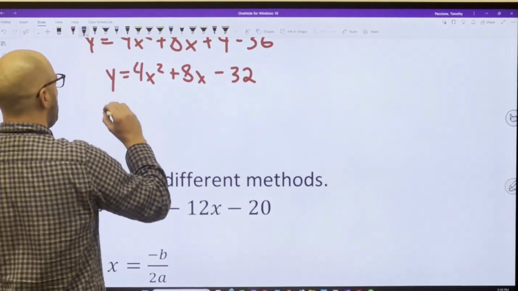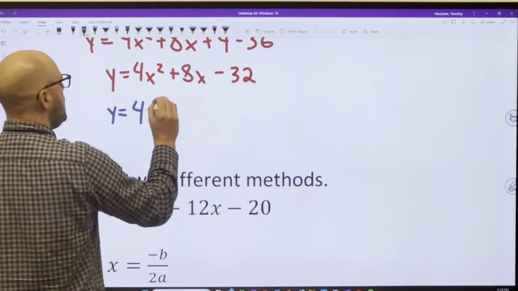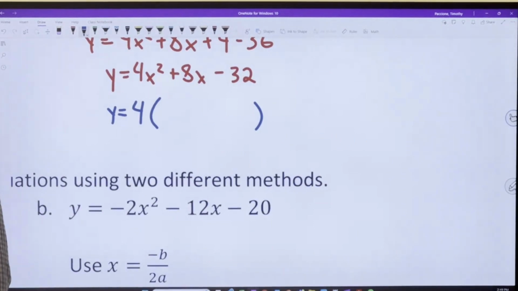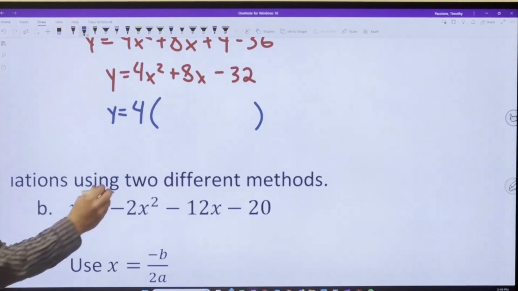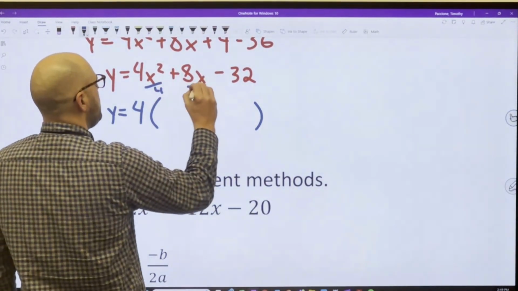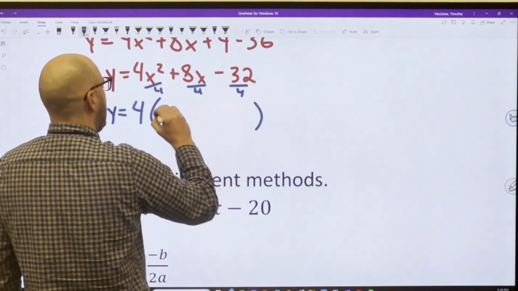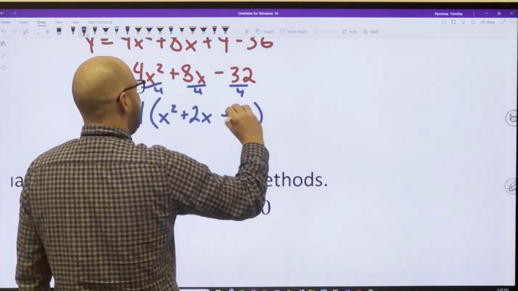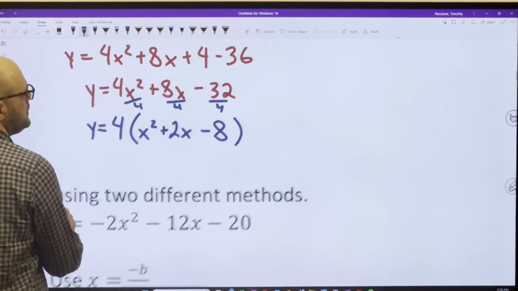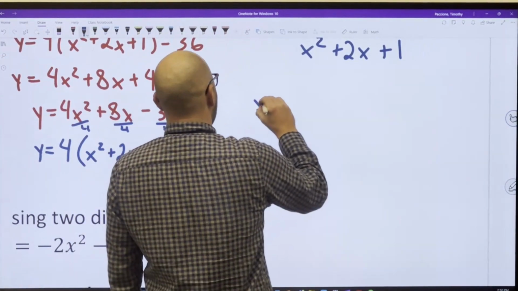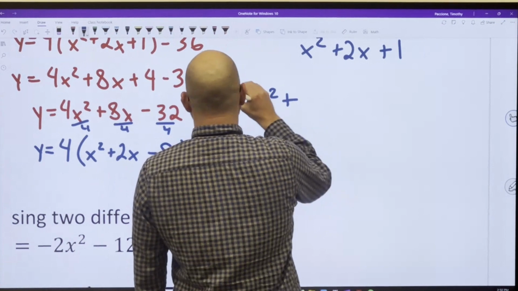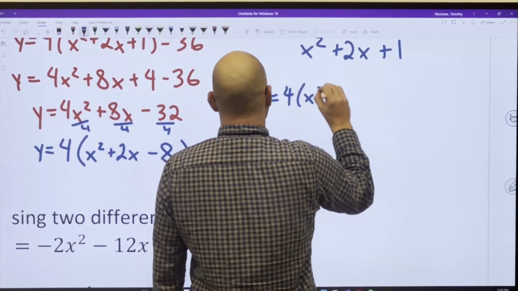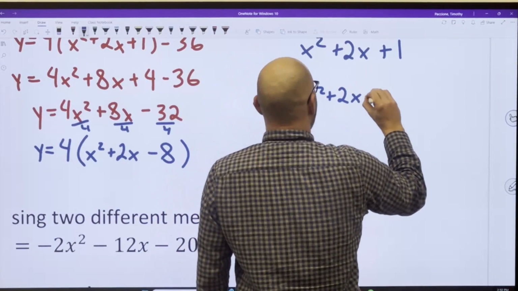So this becomes y equals 4, and then big parentheses. And when I factor out, what do I do with everything? Divide them by 4, right? So divide by 4, divide by 4, divide by 4. I get x squared plus 2x minus 8. Okay, let's take that over here. y equals 4 times x squared plus 2x minus 8.